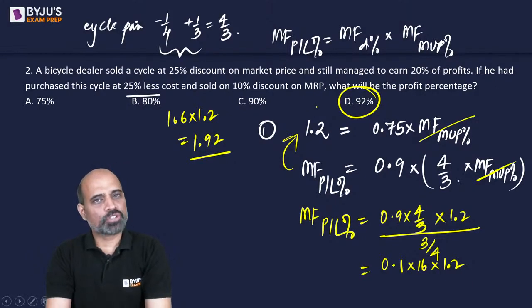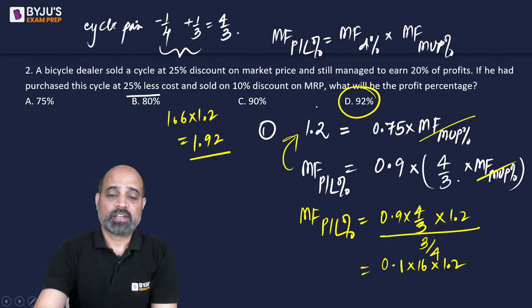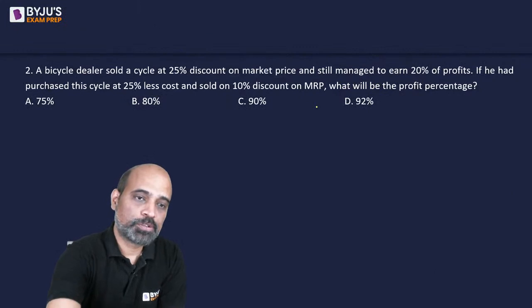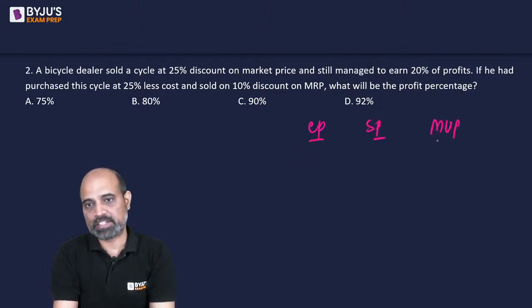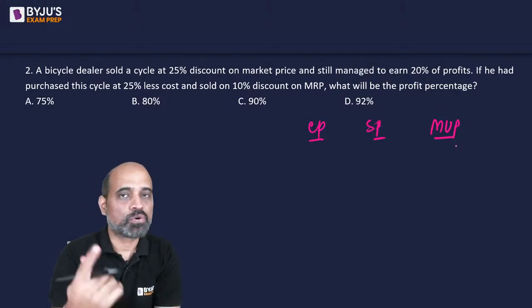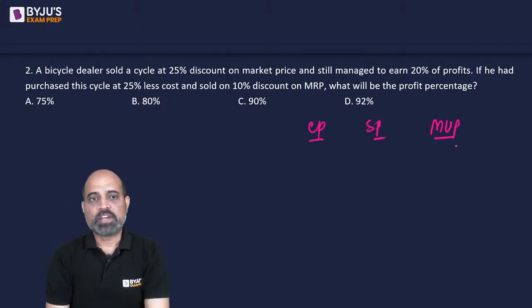ठीक है? So this is one approach. The second approach is by assuming values. ठीक है? Using values, what we will be doing is we will need the cost price, we will need the markup price, and then we will need the selling price. We will need these three values, right? So किसी एक को assume करके शुरू करते हैं. Which one is going to be easier, right?